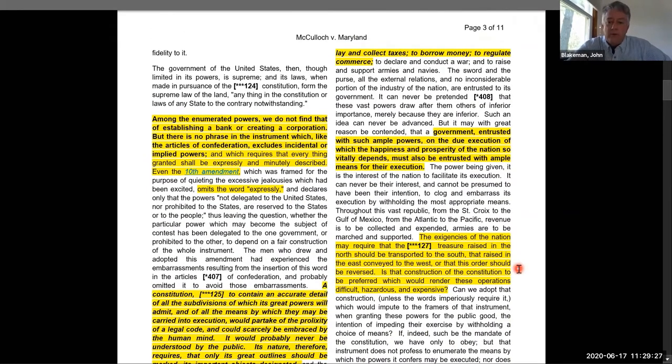And he gives us a little example here, which I think is sort of interesting. The exigencies of the nation may require the treasure. By treasure, he means revenue, taxes. Treasure raised in the north should be transported to the south. That raised in the east conveyed to the west. Or that this order should be reversed. What he's talking about, in a real sense, is the national government has to build and operate a national revenue system. And it will be the case that revenue raised in one part of the country will be used in another part of the country. That's how the government works towards the happiness and prosperity of the nation, as John Marshall sees it.